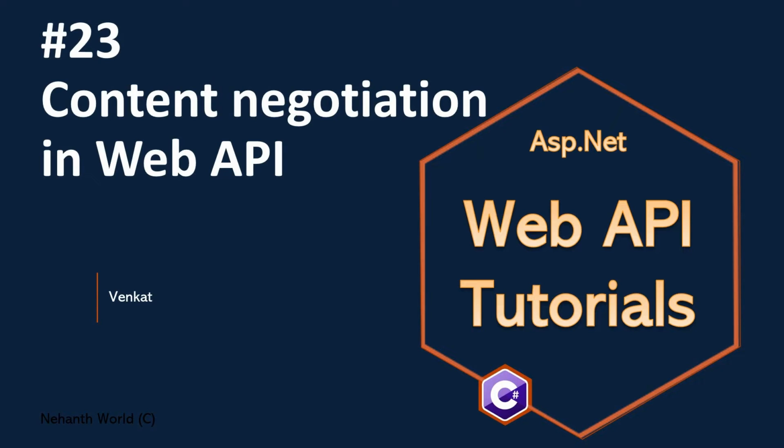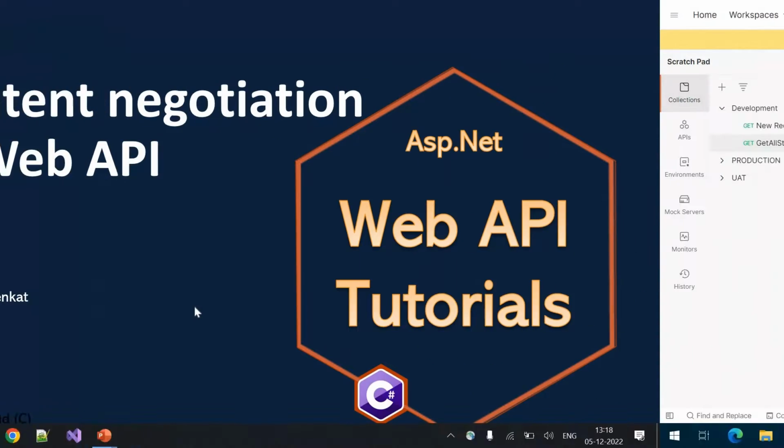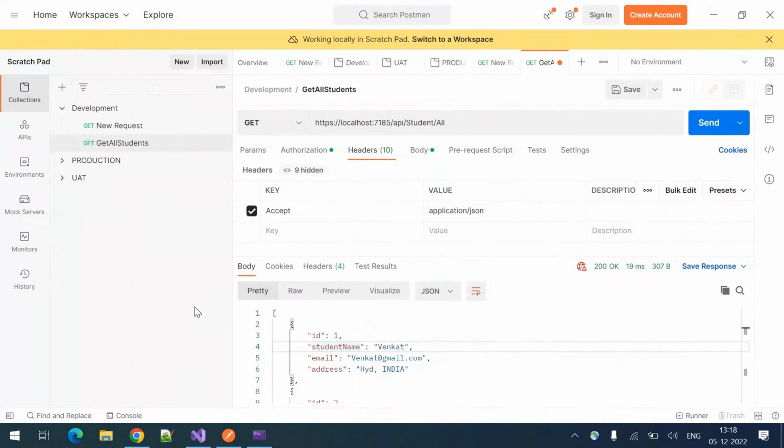I am Venkat. This is part 23, content negotiation in Web API. Content negotiation is nothing but supporting multiple formats. When the customer is asking for data in JSON format, the API should return it in JSON format. When the customer is asking for the data in XML format, the API should return the data in XML format. That is nothing but content negotiation.